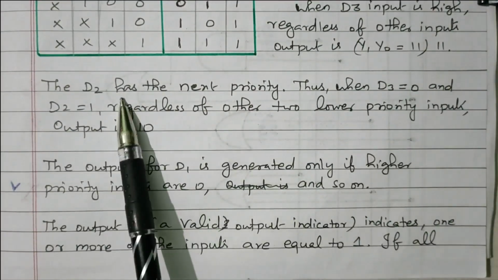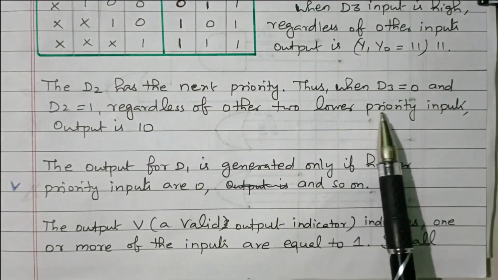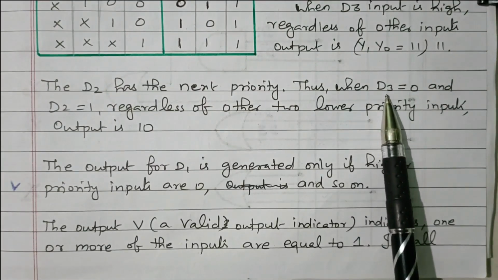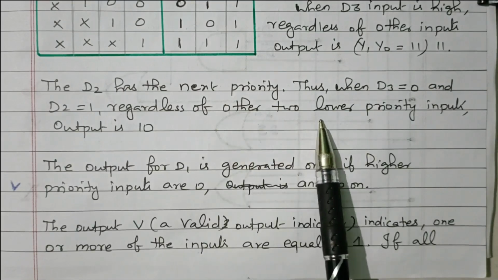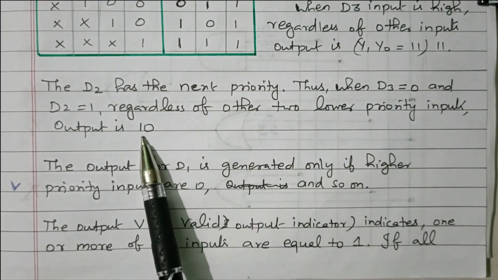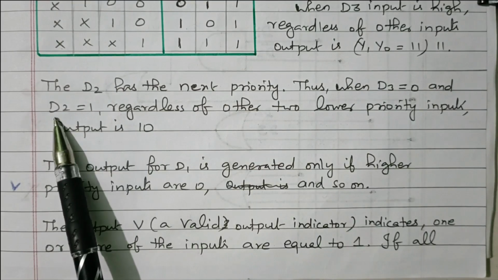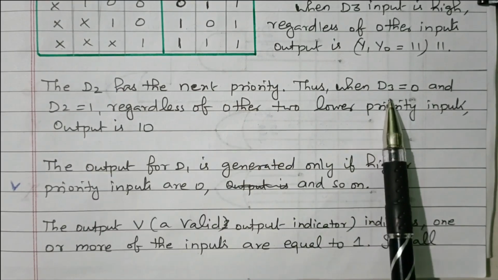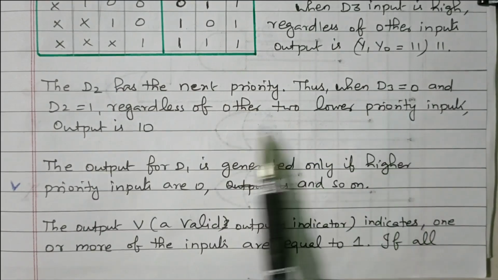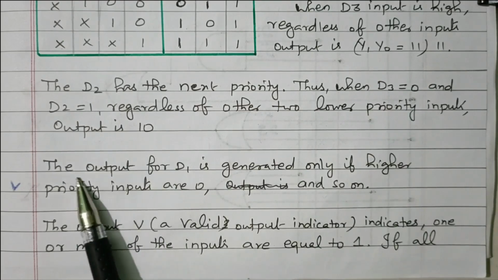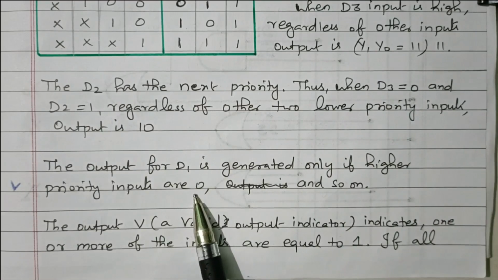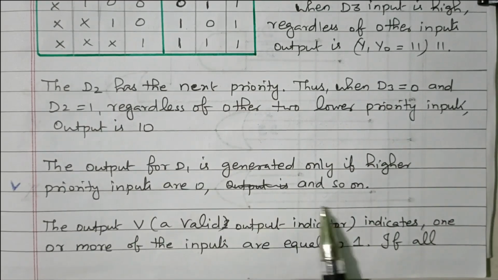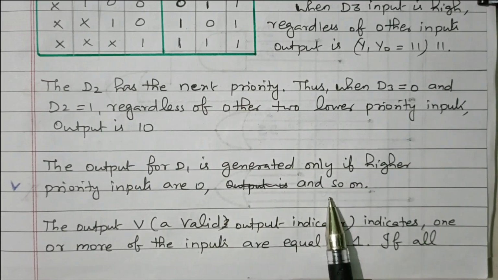D2 has the next priority. If D3 is 0 and D2 is 1, regardless of the other lower priority inputs, the output will be 1, 0. Two things: D2 should be 1, and at the same time D3 should be 0. Then only we'll get 1, 0. Similarly, the output for D1 is generated only if the higher priorities are 0. That is, D2 and D3 are 0 and D1 is 1, so we'll get the output as 0, 1.